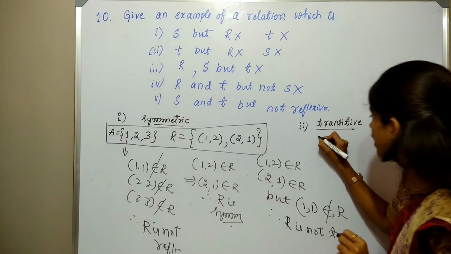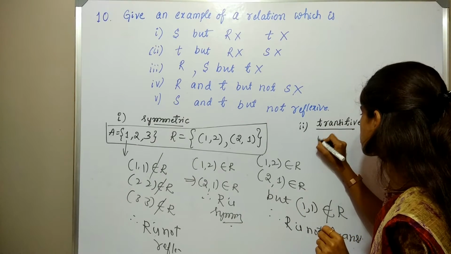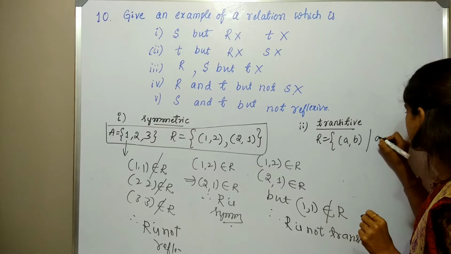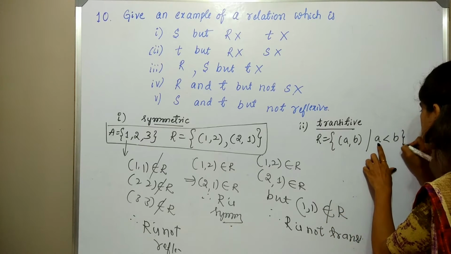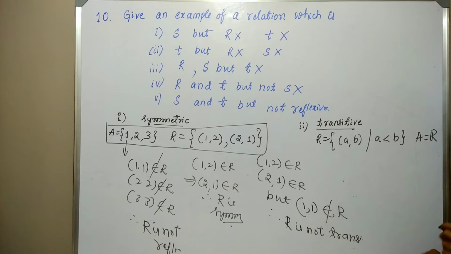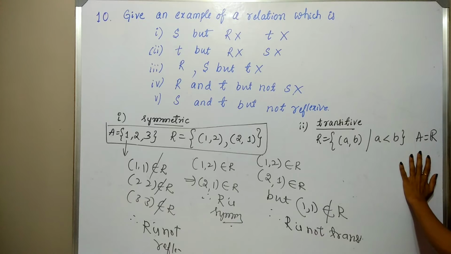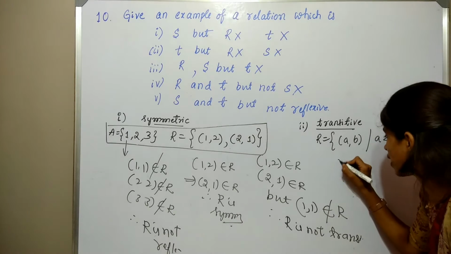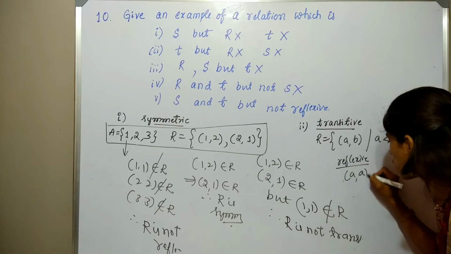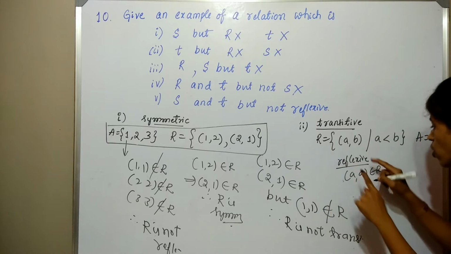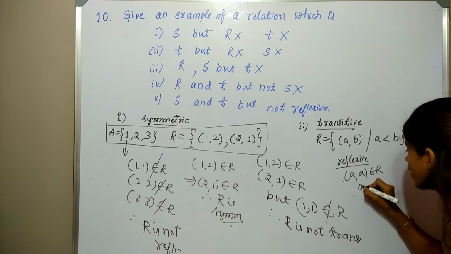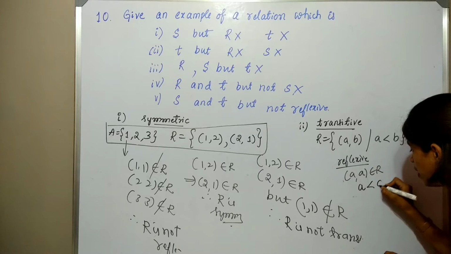So here I am taking the relation. What's the relation? R is equal to the set of all (a, b) such that a is strictly less than b. And the set A is nothing but the set of all real numbers. Why am I taking this? Because to be reflexive, what is the condition? (a, a) must be in that relation. To be in the relation R, what is the criterion? a must be less than a.